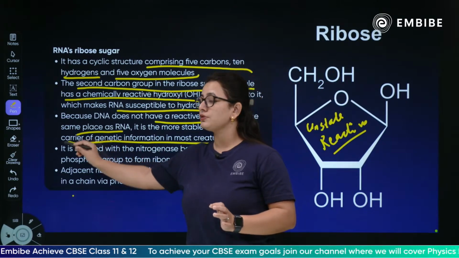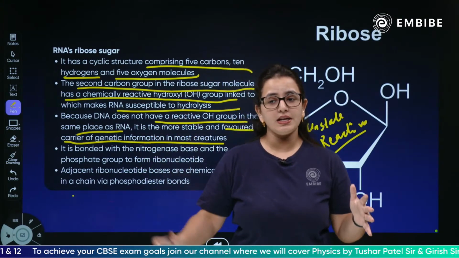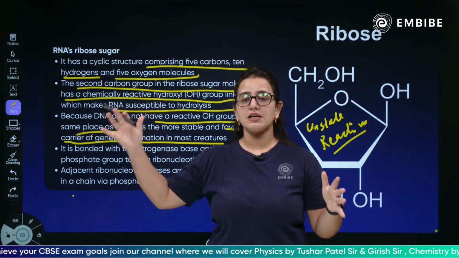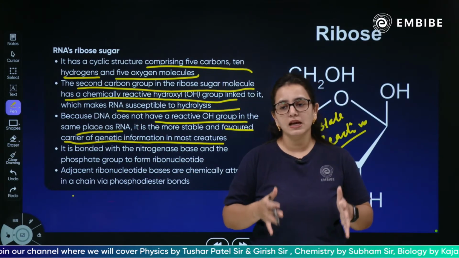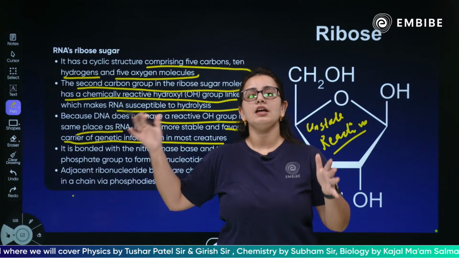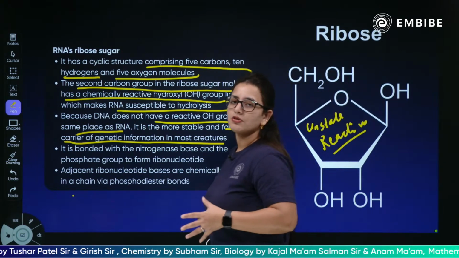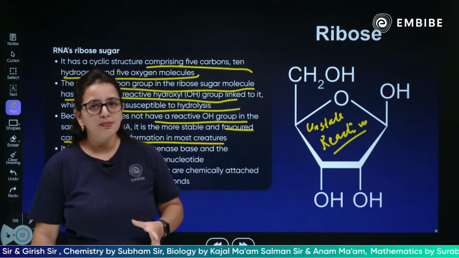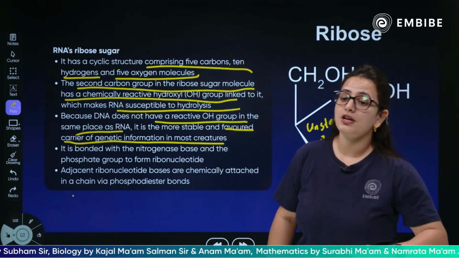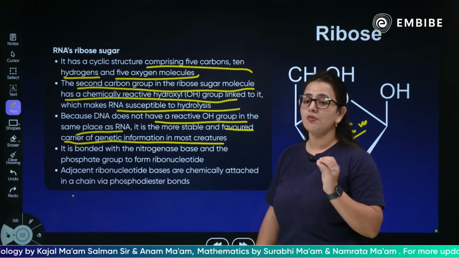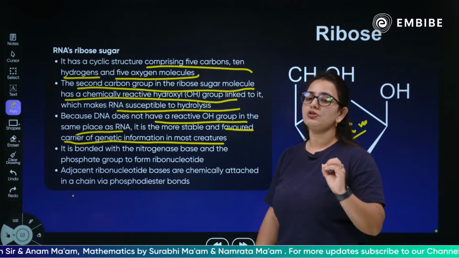That stability is why it is favored as genetic information in most creatures. The evolution process might take 100 years or 10,000 years, but we need a genetic material that is stable and shows that stability in the coming generations. That is the whole reason we wanted DNA as the genetic material: it was more stable and the most important component for information transfer in most creatures.